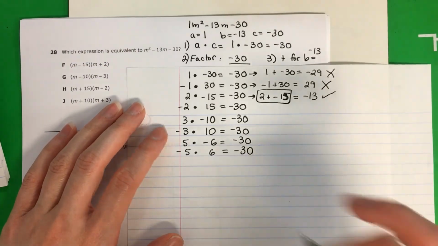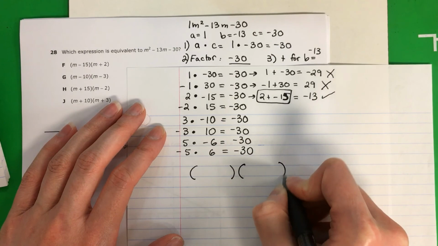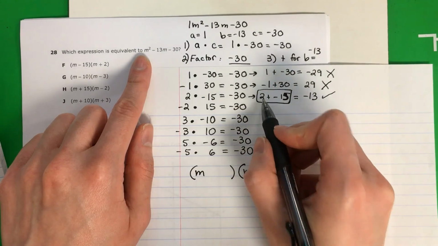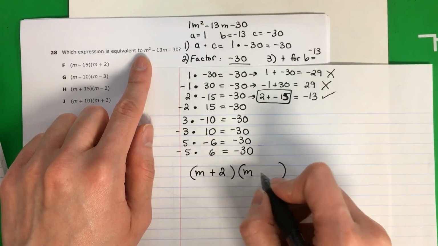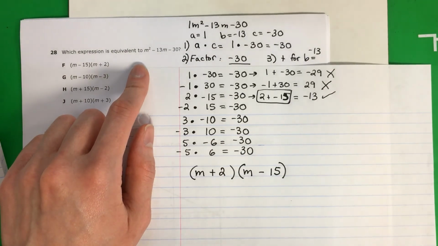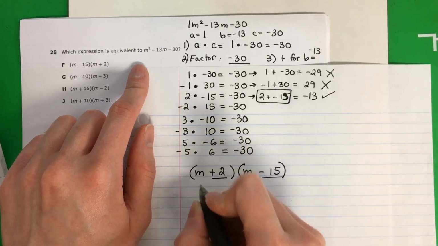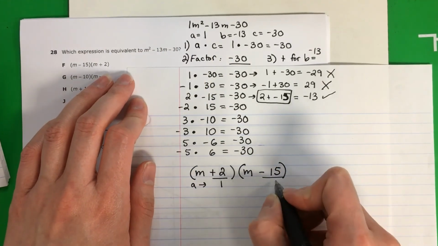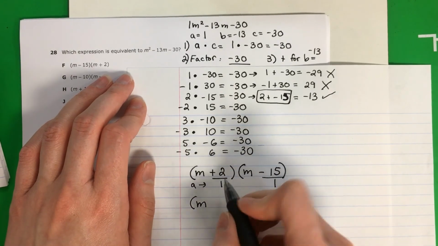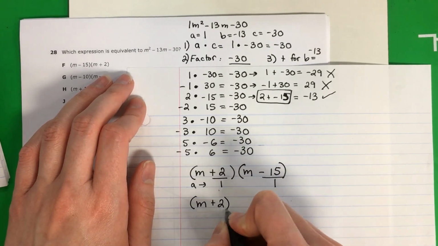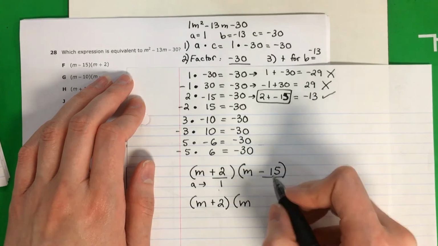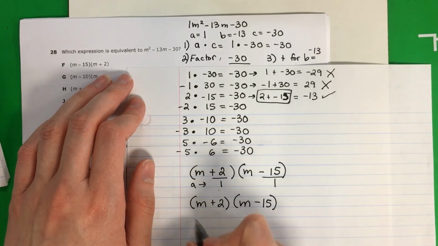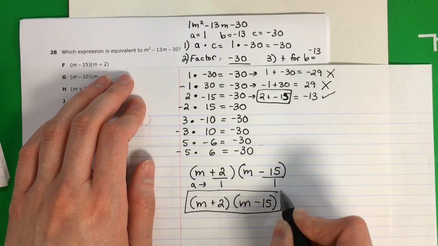Now I'm going to put in parentheses. My letter is M, so I'm going to put M here and M here. This is positive 2, and this is negative 15. Now I have to divide by A. A is 1, so I'm going to divide by 1. Parenthesis M. 2 divided by 1 is positive 2. And then copy again, parenthesis M. Negative 15 divided by 1 is negative 15. And there's no denominator to move. So this right here is my answer.